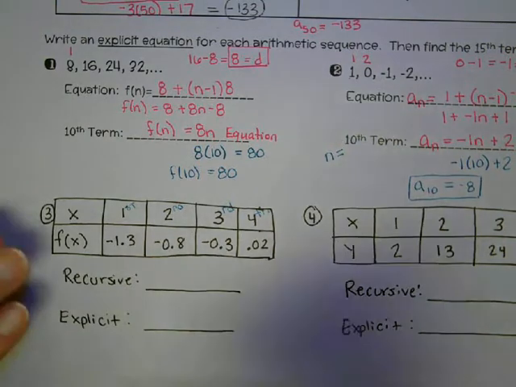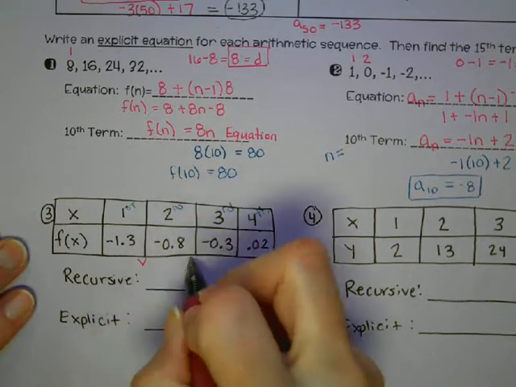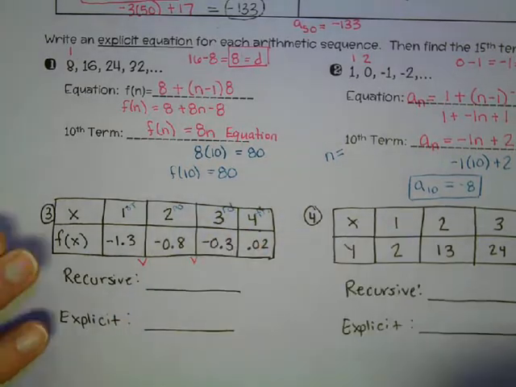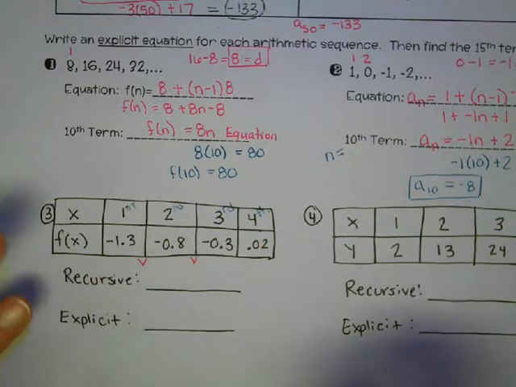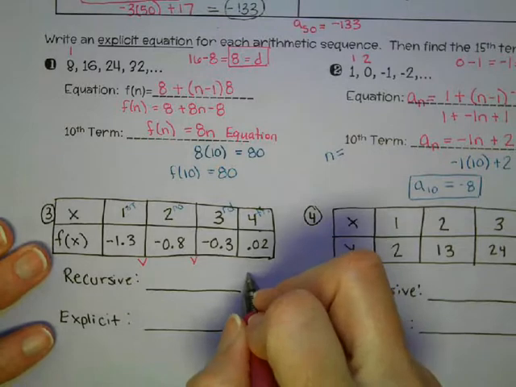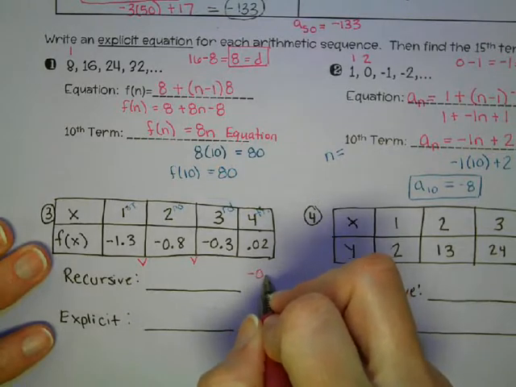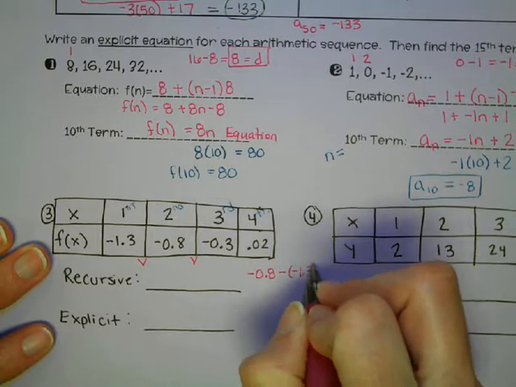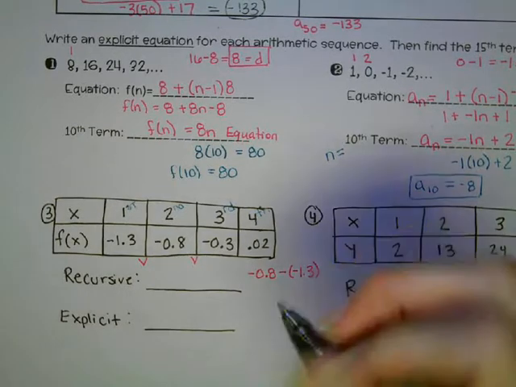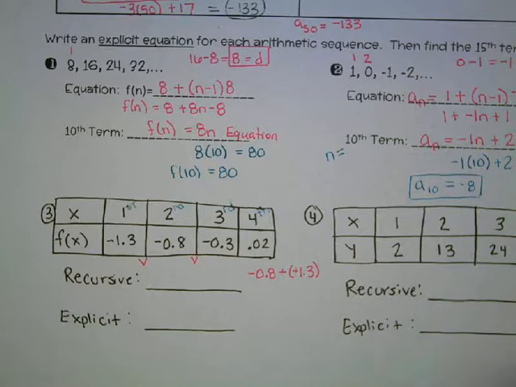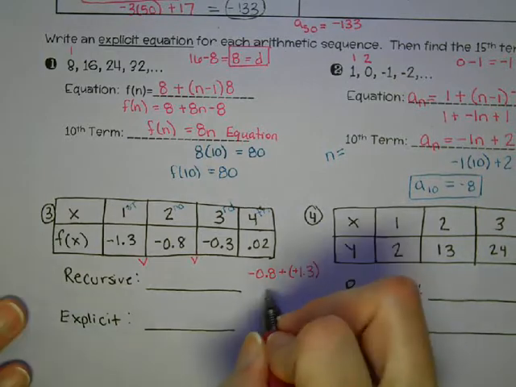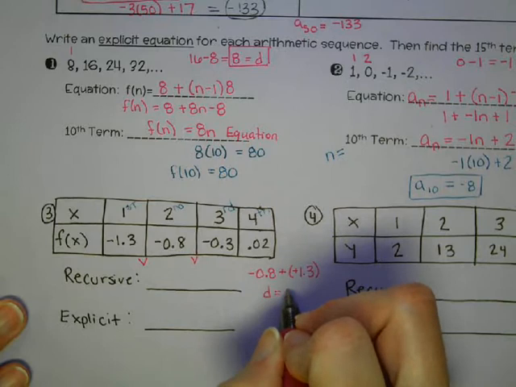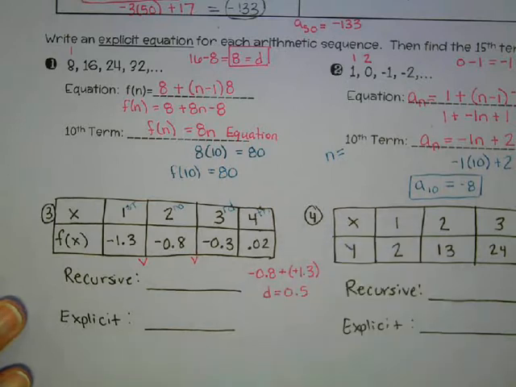What's happening here? Again, with decimals, sometimes it's hard to tell, especially with negatives. So you take negative 0.8 minus negative 1.3. Let's see. Cross the line, change the sign. So we get a difference of 0.5. So my difference is 0.5. We know the first term is negative 1.3.